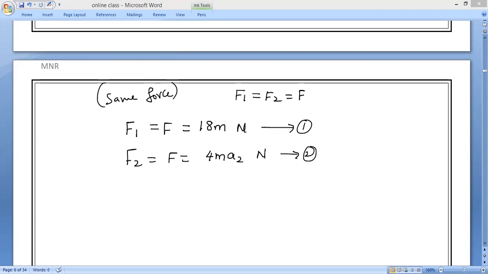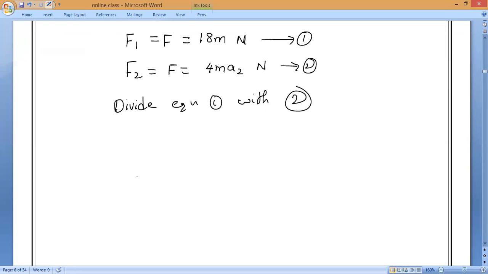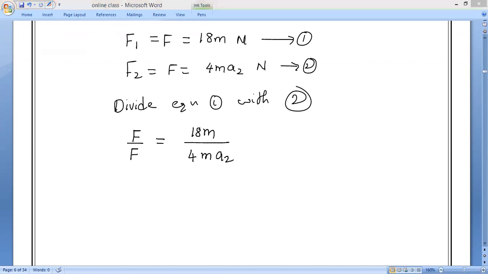Divide equation 1 by equation 2. Everybody do the division and tell me. Observe very carefully: F by F is equal to 18M divided by 4M A2. So this is the equation. Is it right or wrong, everyone? Yes.